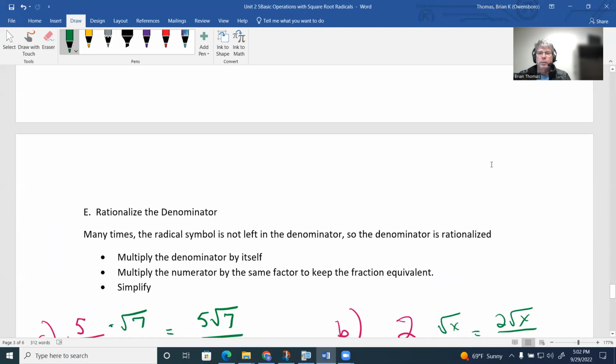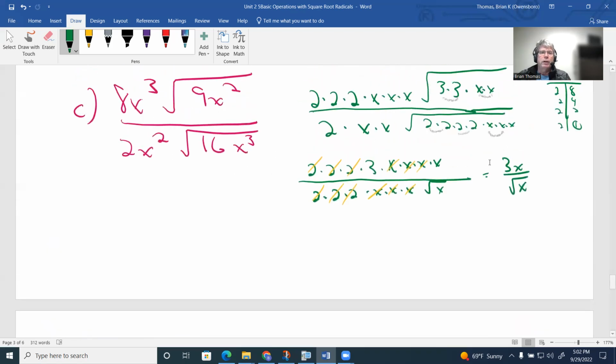So if I look at our problem up here, we probably need to go one more step. I would need to multiply this by radical x and this by radical x. That in turn would have turned into 3x square root of x over x. And then we actually could have marked out these 2 x's, and now we would have had 3 square root of x as a final answer.